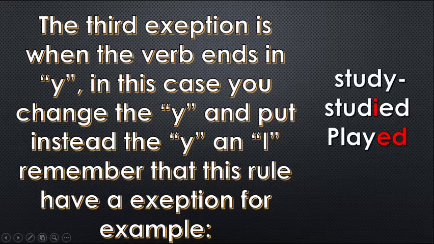The third rule is for verbs that end in a consonant and a Y. The Y is changed to an I and you add the -ed. Remember that this rule has an exception. That is when there is a vowel behind the Y. In this case, you only add the -ed after the Y. I have two examples to explain the exception and the normal form.